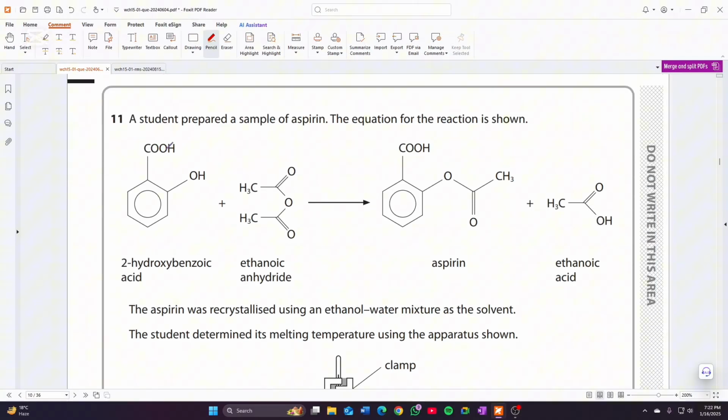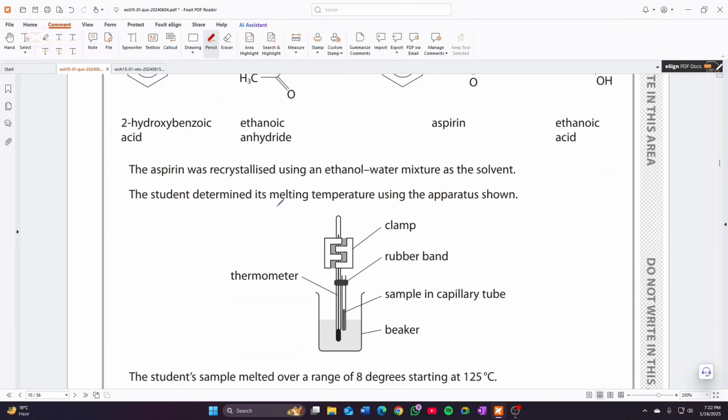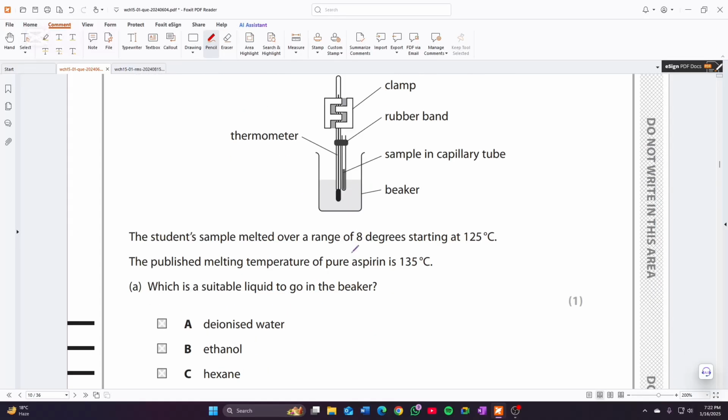Question number 11 says a student prepared a sample of aspirin. The equation for the reaction is shown. Then the aspirin was recrystallized using an ethanol water mixture as the solvent. The student determined its melting temperature using the apparatus shown. The student's sample melted over a range of 8 degrees starting at 125 degrees, and the published melting temperature of pure aspirin is 135.